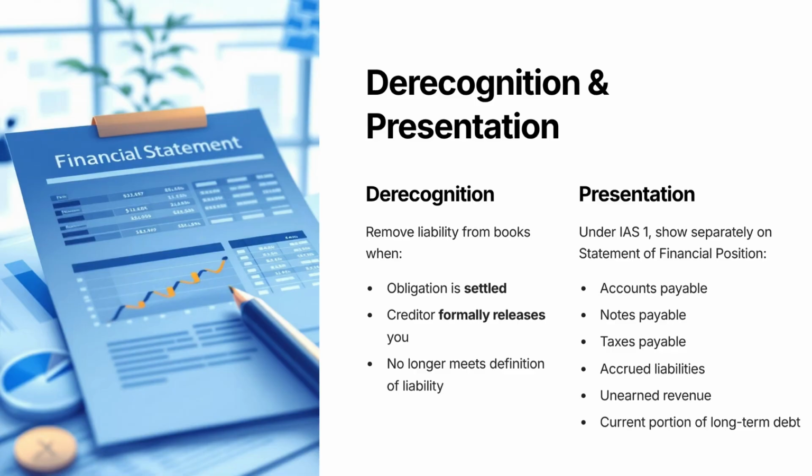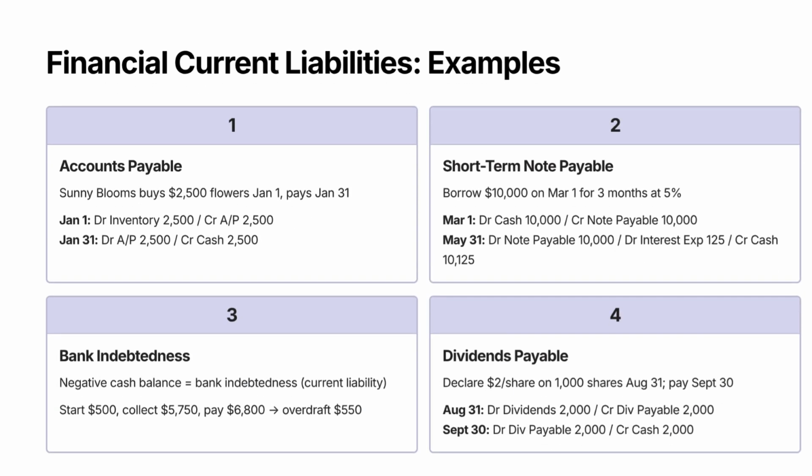But for more complex items like warranties or customer loyalty programs, IFRS requires detailed note disclosures describing the nature, timing, and uncertainty of the obligation. All right, theory done. Let's bring this to life with some examples. Example number 1, accounts payable.